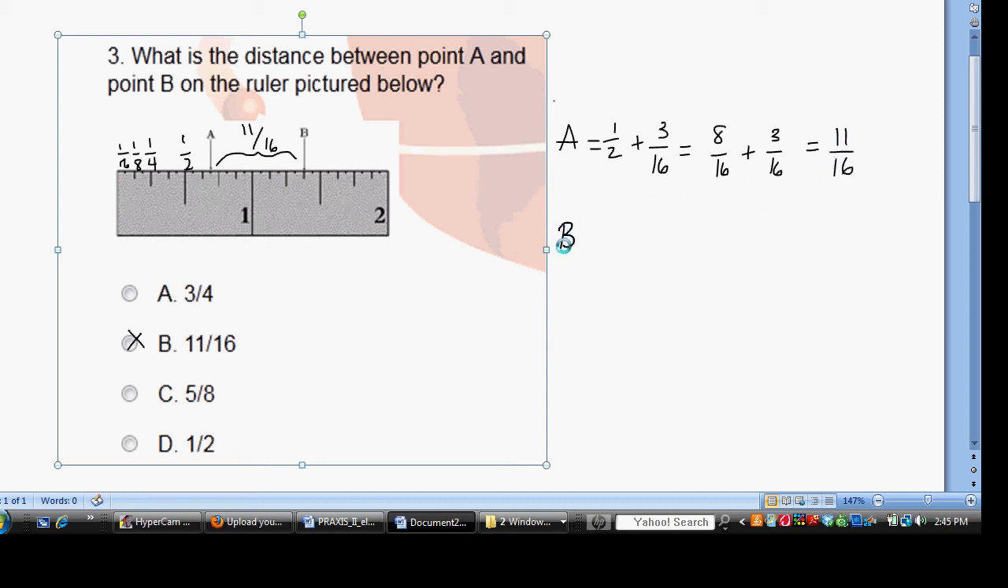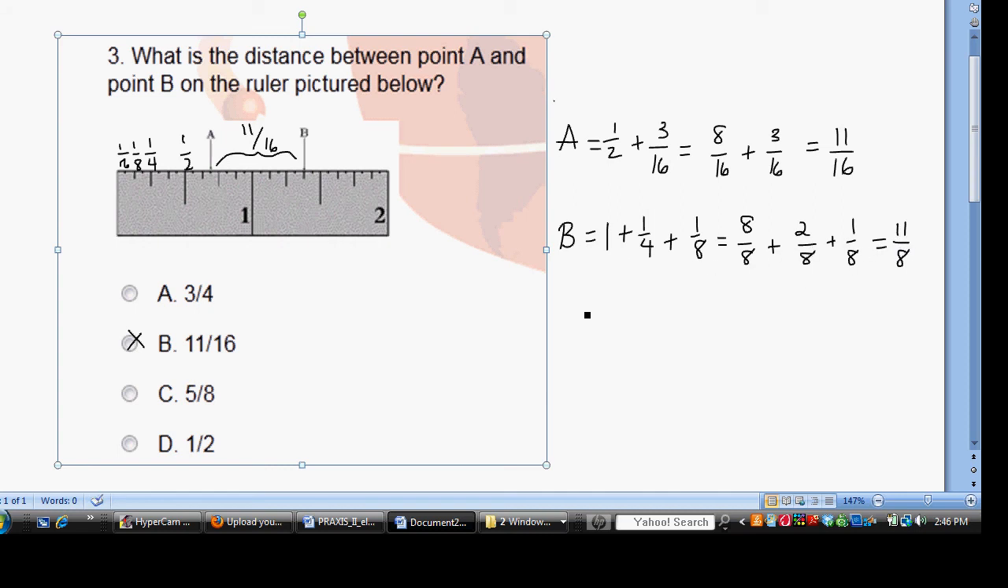Likewise, we can do the same for point B. Point B, notice, is over here. So at point B, we're at 1 plus a fourth plus another eighth. If we add 1 plus a fourth plus an eighth, again with a common denominator, so 8/8 plus 2/8 plus 1/8, we have 11/8 here. And so B is at the distance 11/8.